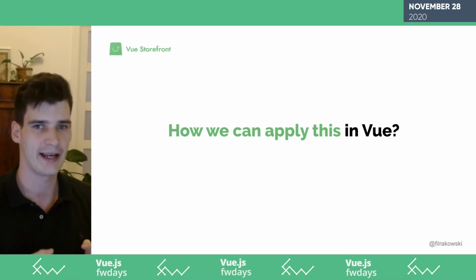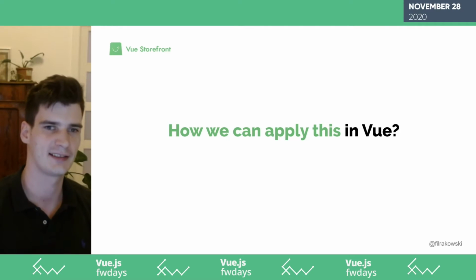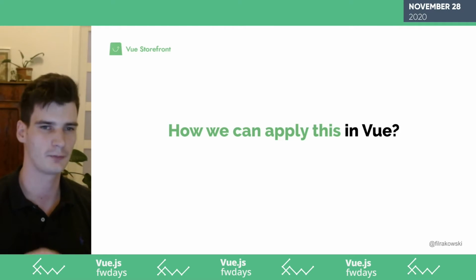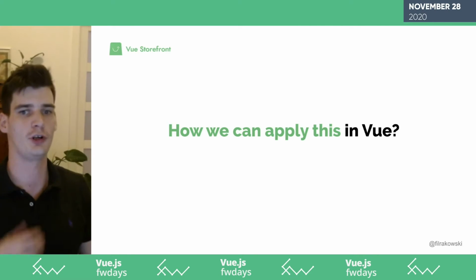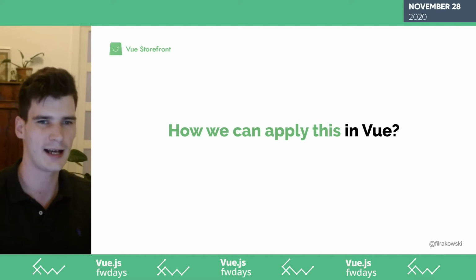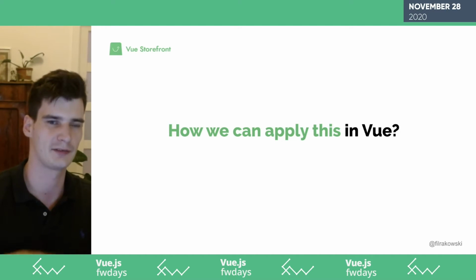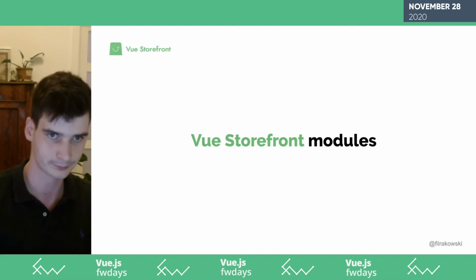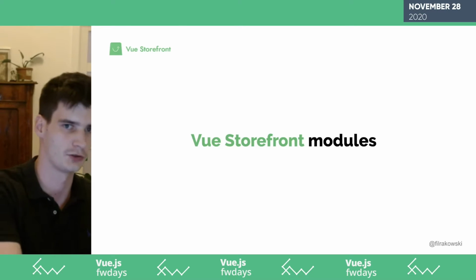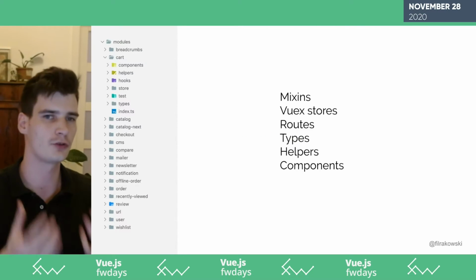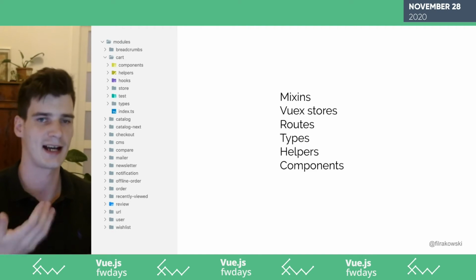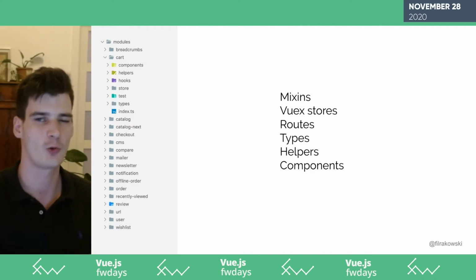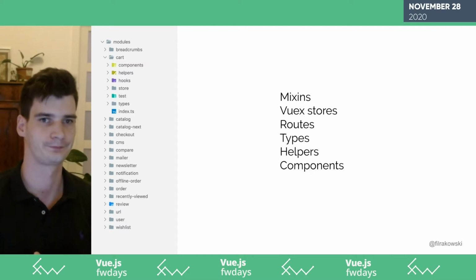Well, actually we can. And we have done something like this in Vue Storefront even before the Composition API. So now that you know what domain modules are, I think it will be straightforward for you to understand another concept: Vue Storefront modules. Every Vue Storefront module contained mixins, Vuex stores, routes, types, etc. required for a given feature to work.